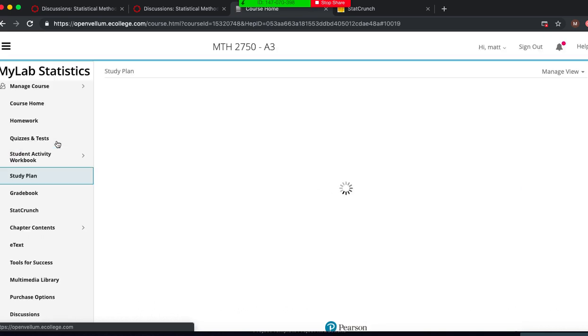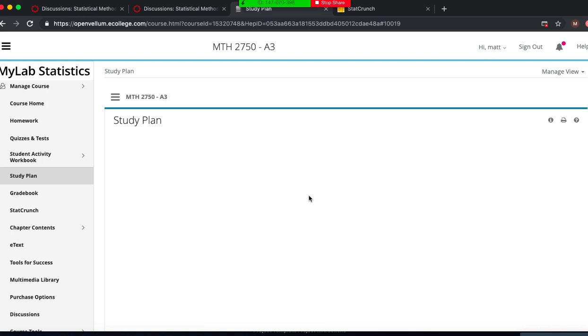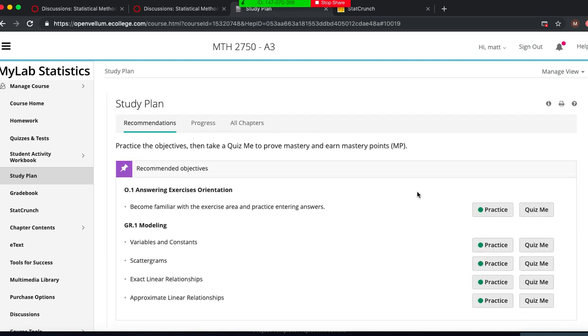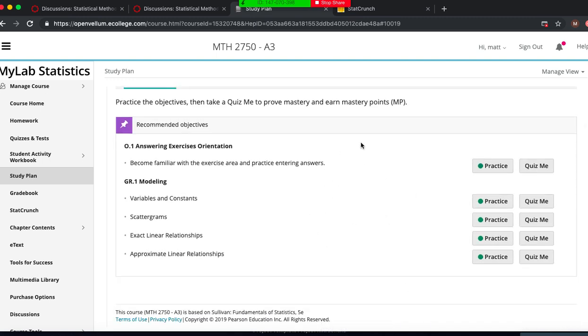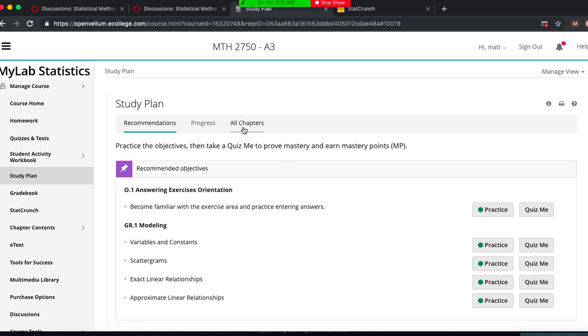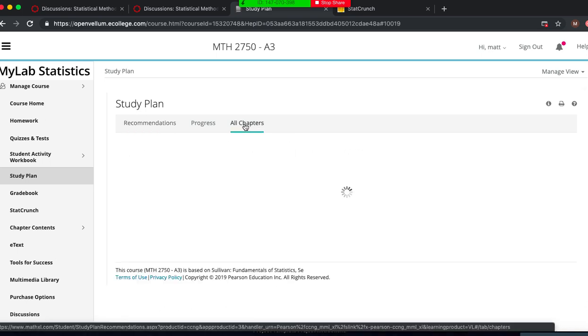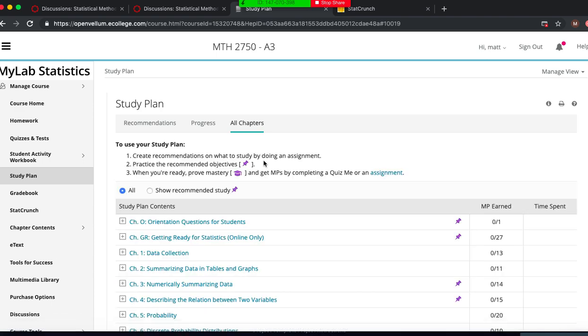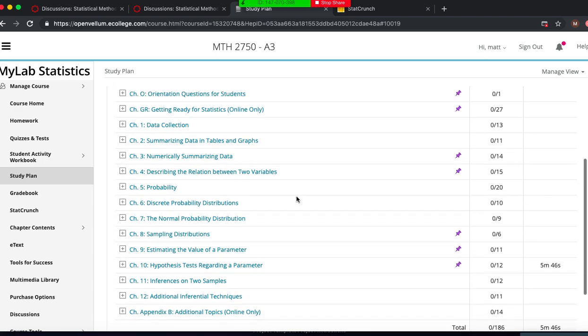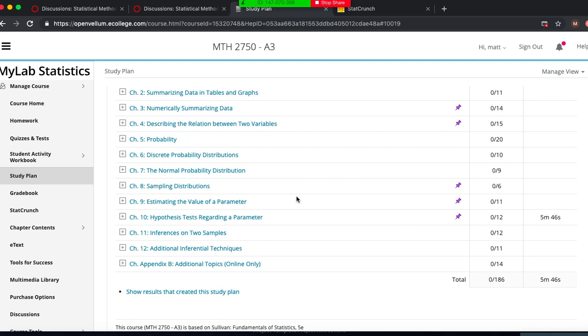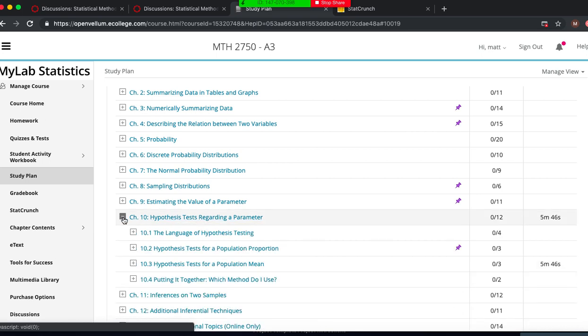So if I go to study plan, and then when it pulls up here, you'll have a lot more on your side than I will. I haven't done the homework, right? So you will have a lot more stuff here. But one thing you can do is just click all chapters. And when you do that, it pulls up every chapter. So you got to know where the specific question is in terms of the section out of the book. But let's say we're just going to do some hypothesis testing stuff. So we'll go to chapter 10.